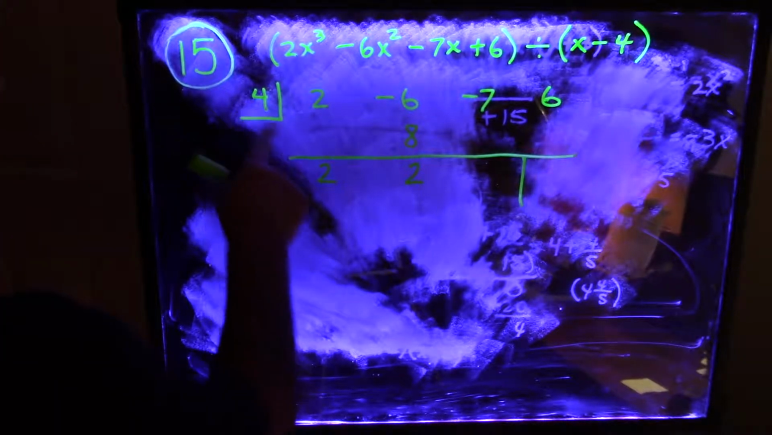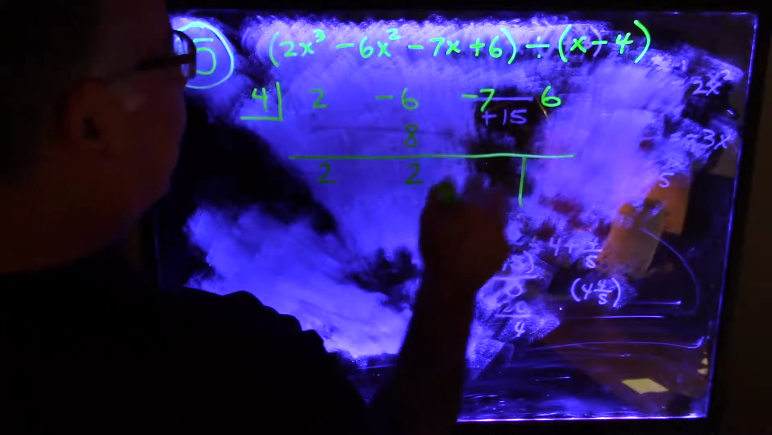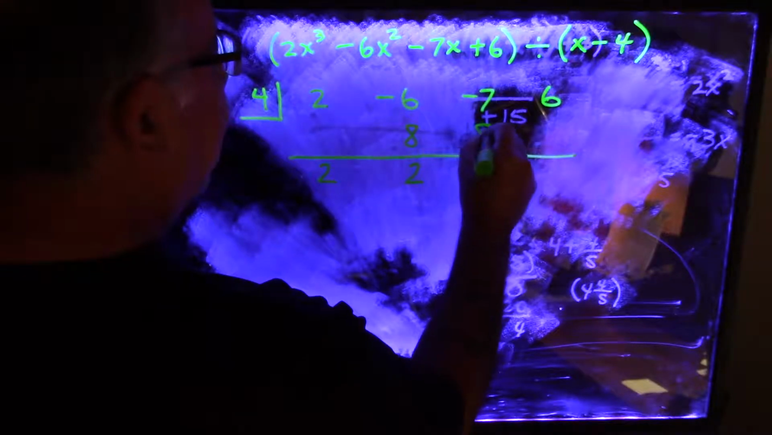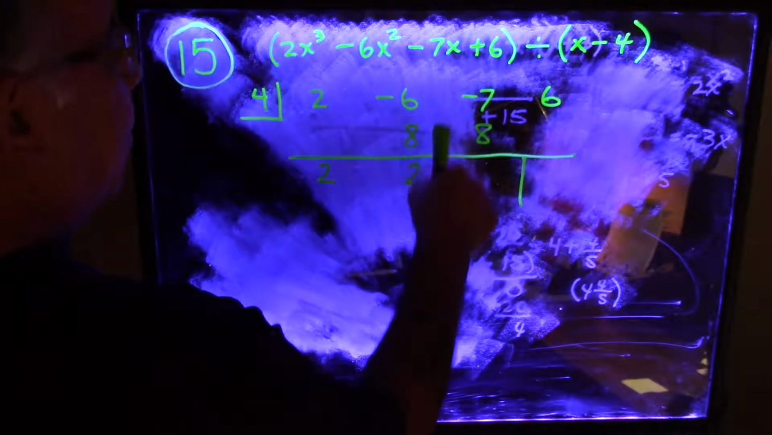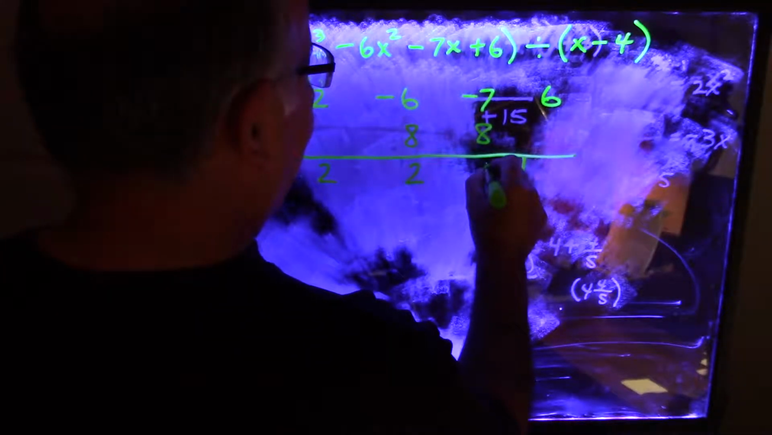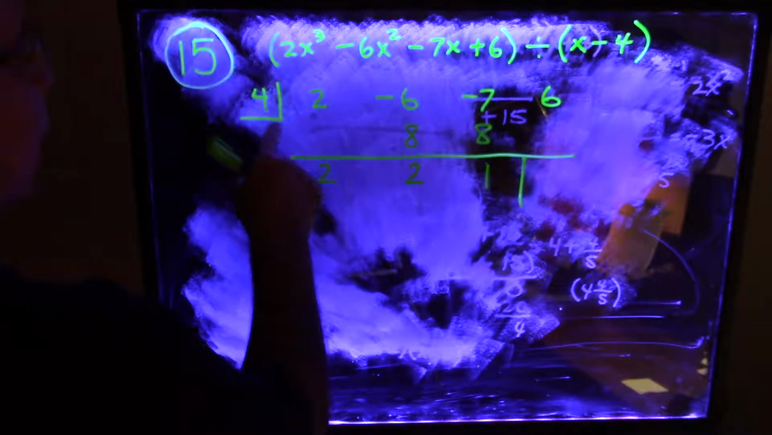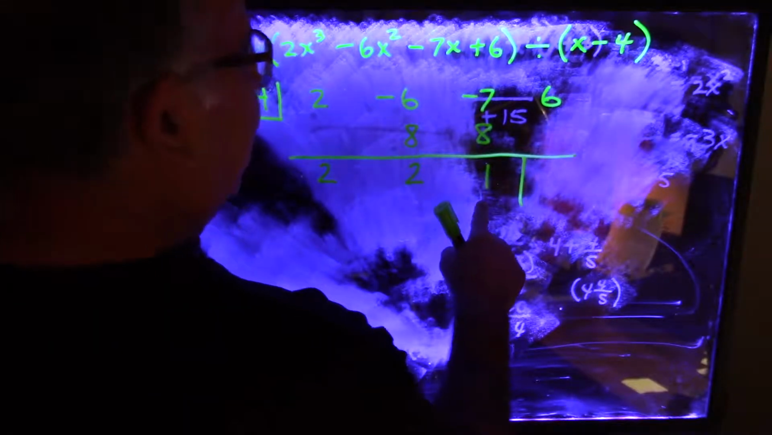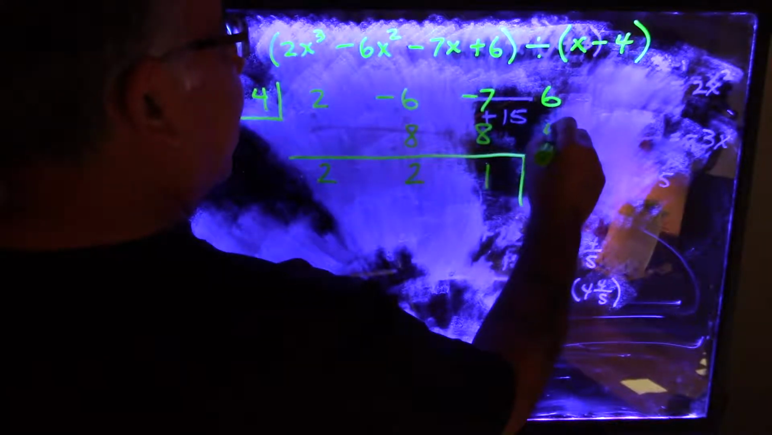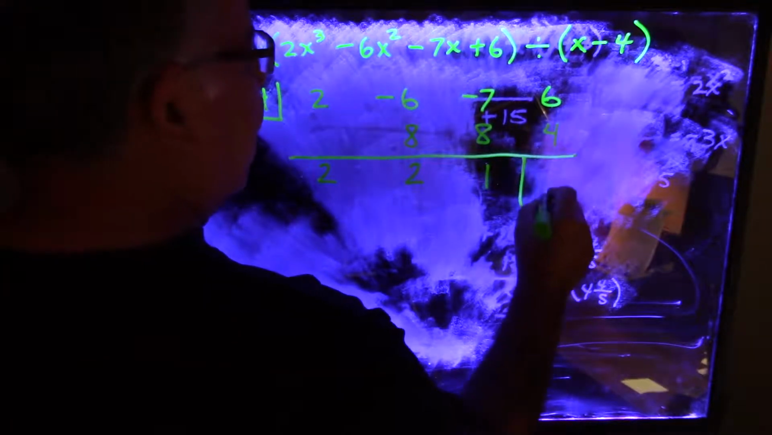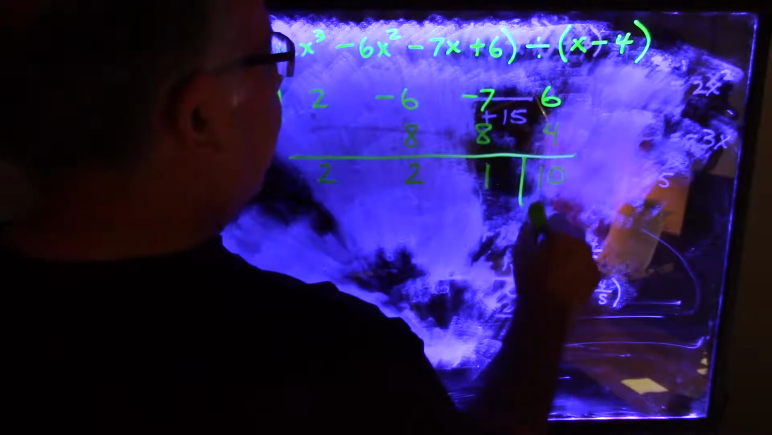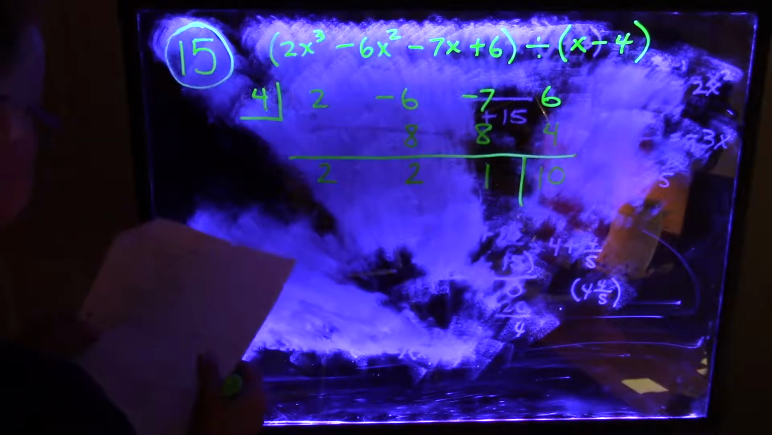Then 4 times 2 is 8. Put it there. Add those. 8 plus negative 7, 8 minus 7 is 1. And then 4 times 1 is 4. Put that 4 there. Add those. 6 plus 4 is 10. So that's your remainder, 10.